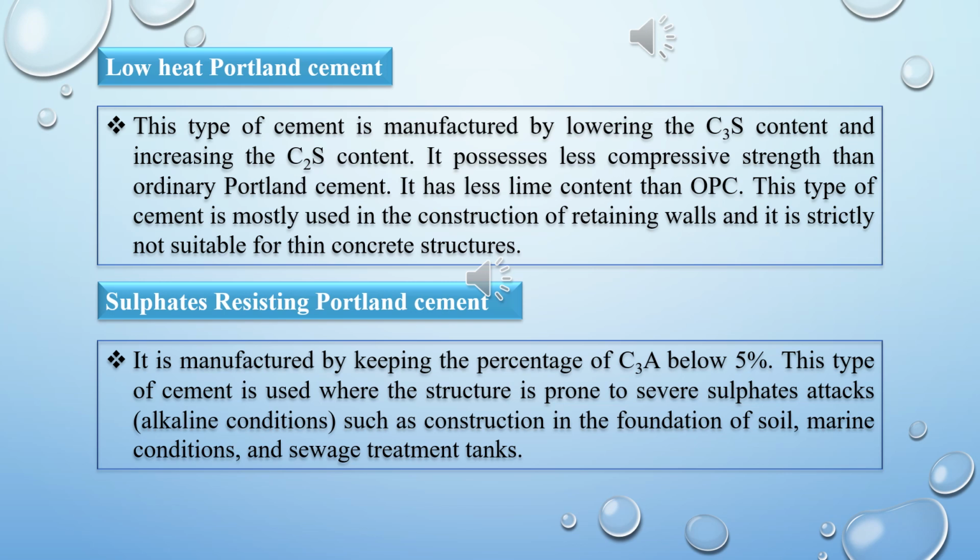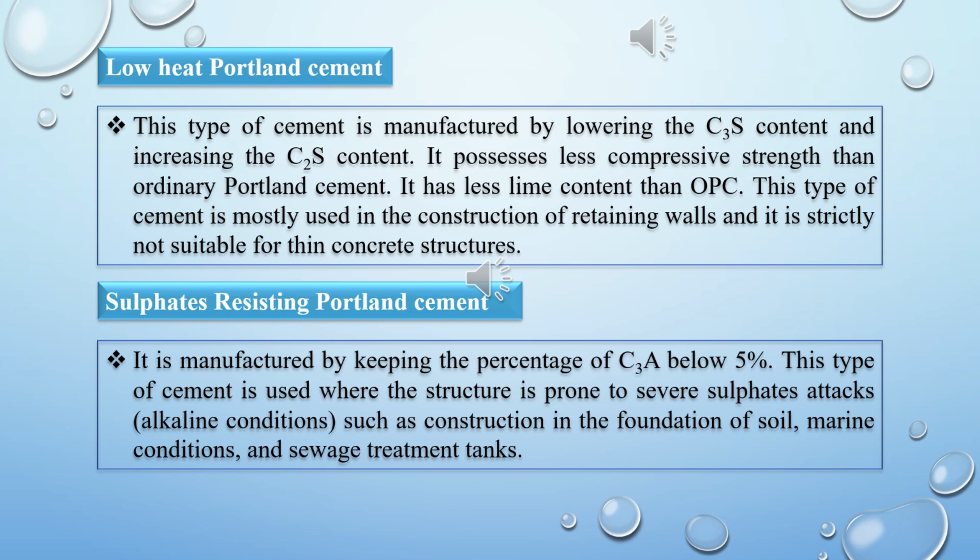sewage treatment tanks. So students, if there is a lot of sulfate presence in the soil and you want to construct your building on it, you have to use sulfate resisting Portland cement, and for the preparation of sulfate resisting Portland cement you must have tricalcium aluminate content less than 5%. You will get sulfate resisting Portland cement which is resistant to sulfates.